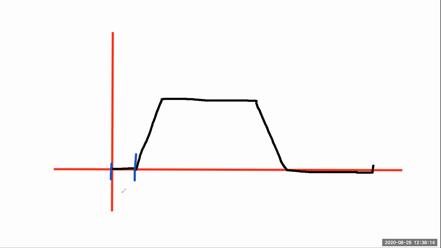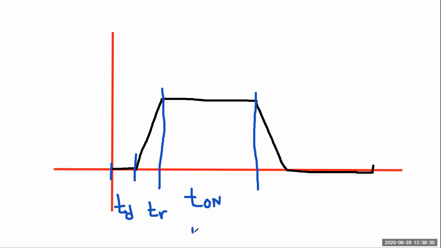Now, let's use the blue color. This part is called delay time, TD. Okay? This part is called what? Rise time, right? So TR. This time is called on time, or you can call it pulse width, or TON, whatever you say. This time is called what? Fall time, right?